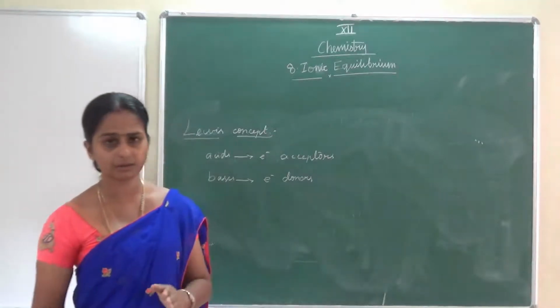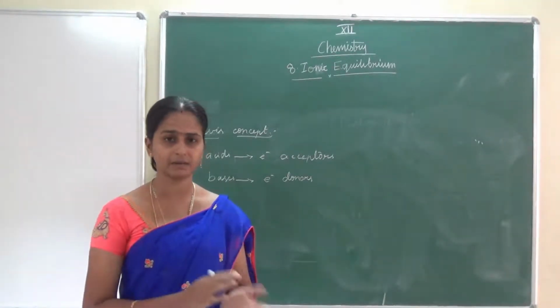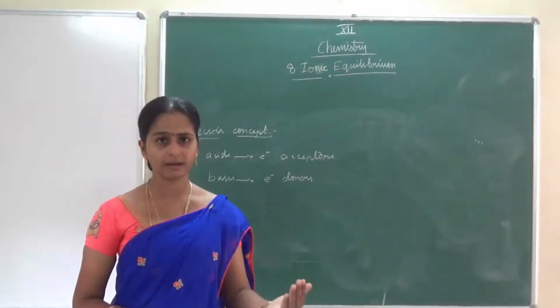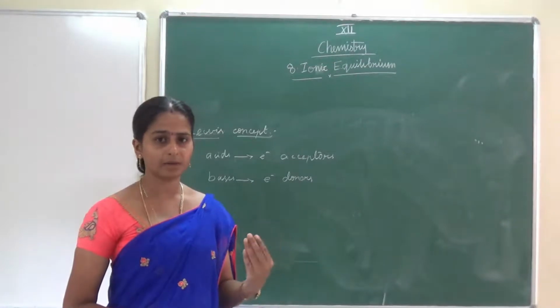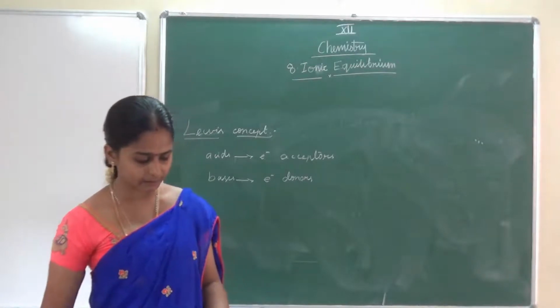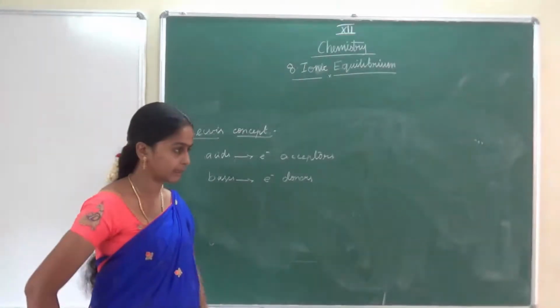Just go through that. It is a 2-mark question: the difference between Lewis acid and base. Electron deficient, electron rich. How will it be with neutral molecules? Let us take one example and explain it. Let us take BF3 and NH3.